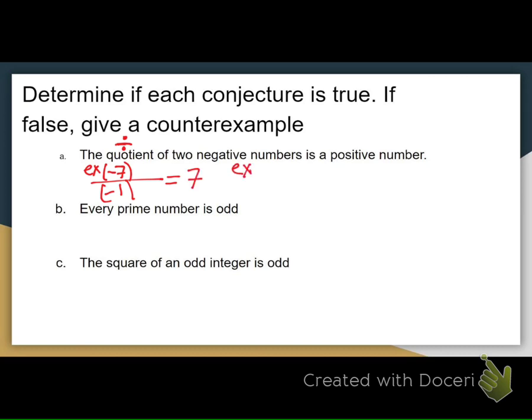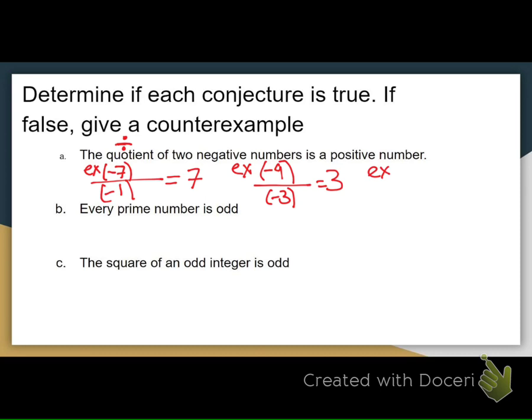Next example. Okay, I heard somebody else yell out 3 earlier. What's something that's divisible by 3? 9. So let's do negative 9. Negative 9 divided by negative 3. What do we get? Positive. A positive 3.